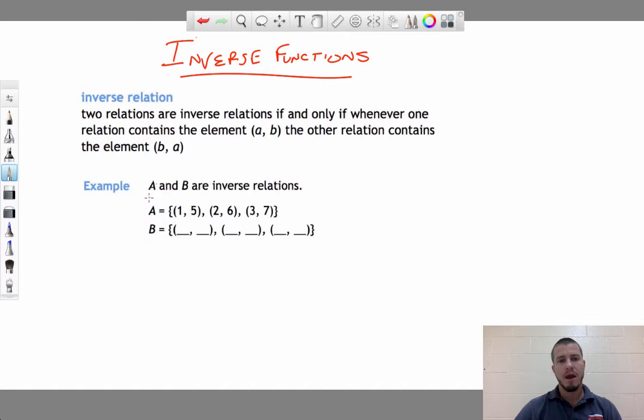So to find the inverse, A has the point 1,5. And if B is the inverse of A, that means B is going to have the point 5,1. And A has the point 2,6. B is going to have the point 6,2. And A has the point 3,7. B is going to have the point 7,3. Switch your x's and y's.